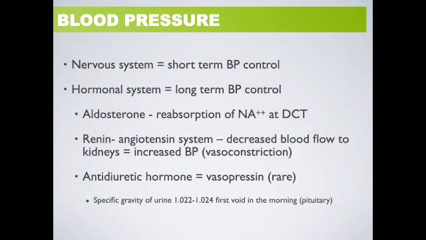So the nervous system is managing blood pressure short term, moment by moment. The hormonal system is what adjusts to maintain more of a long-term control. Aldosterone is a key element, one of the adrenal cortex hormones. Aldosterone is responsible for the kidneys to resorb sodium to pull water back into the blood.